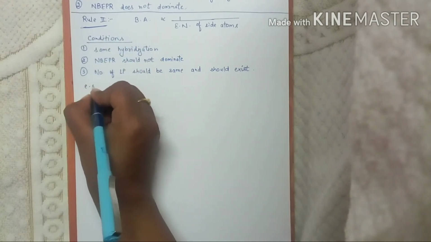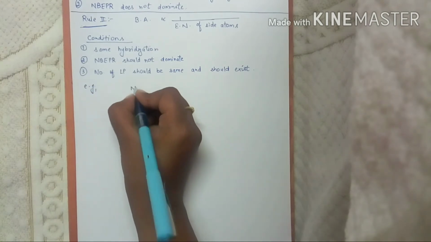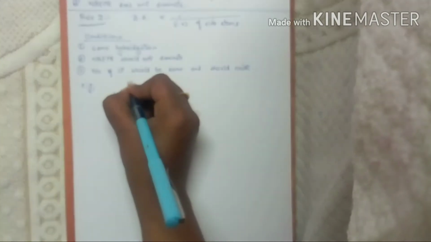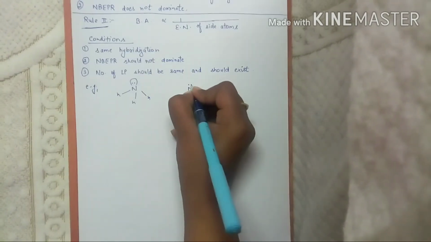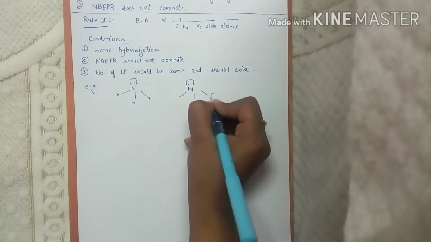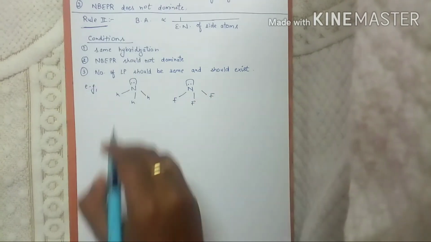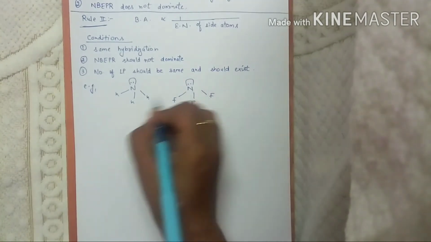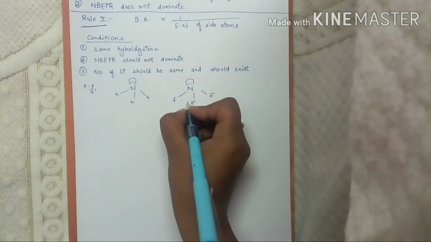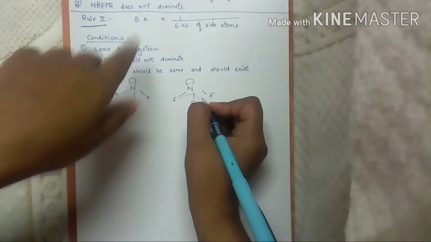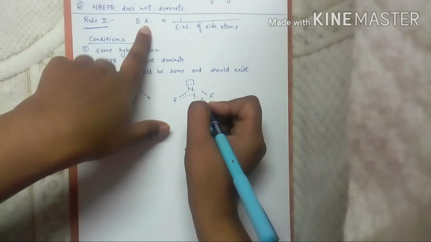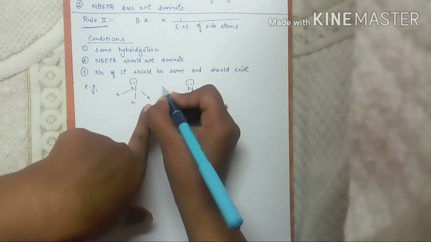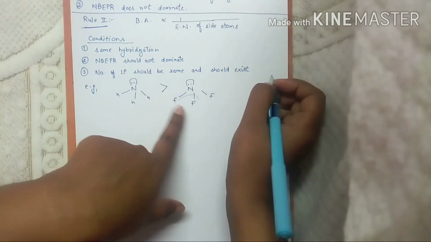For example, NH3 and NF3. If you look at the side atoms, F is more electronegative than H. So if F is more electronegative, because it is inversely proportional to the bond angle, it will be having a smaller bond angle. So the trend of bond angle will be like this.